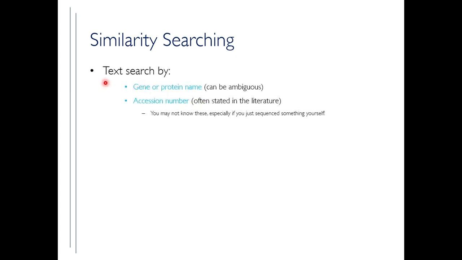So, how can we search? Well, we can search using text, so we can type the gene or the protein name. As mentioned, it can be ambiguous in some cases. Or you can search via an accession number. If you know or have access to this accession number, which is often cited in the literature, you can just type that in and it will take you immediately to that gene or protein. But you have to know these. So if you've just sequenced a bit of DNA yourself, you can't do that because you don't necessarily know what gene it is, you don't know what protein it is, and you won't have an accession number for it.